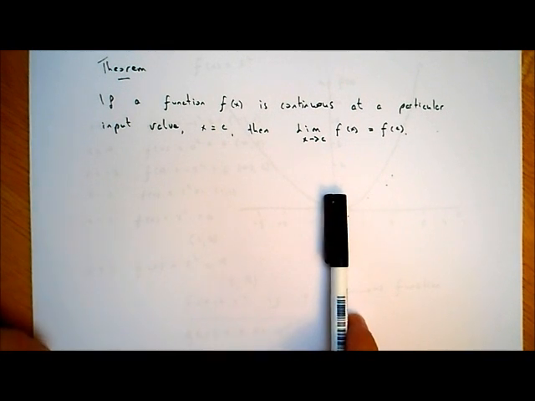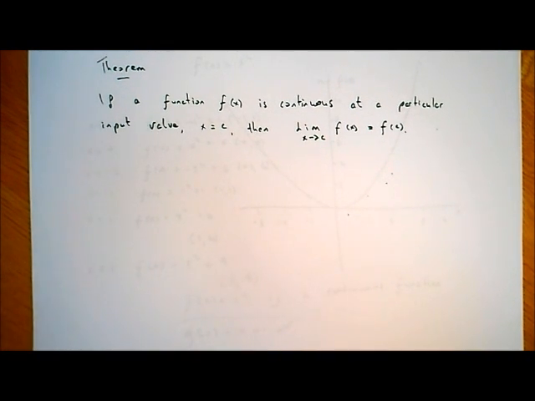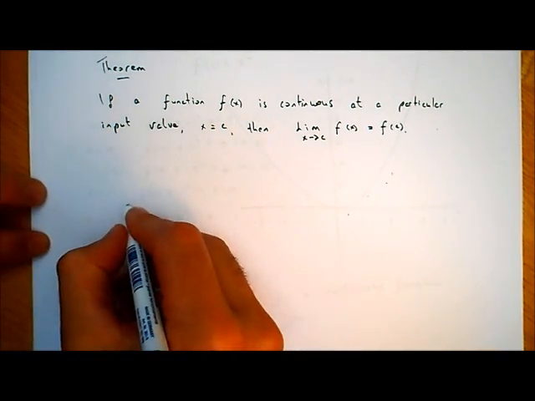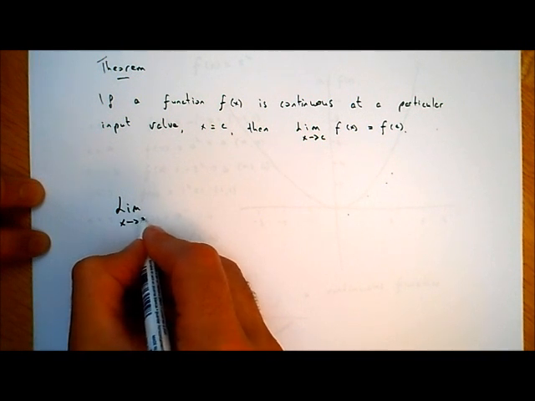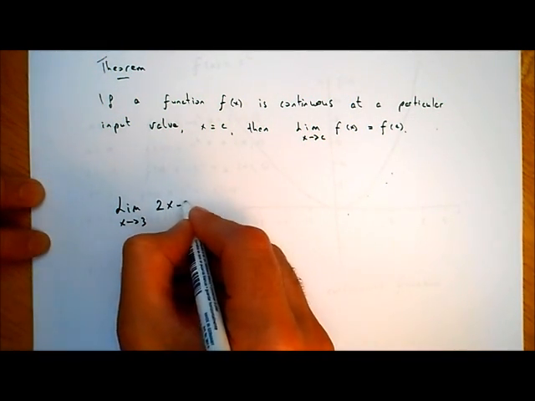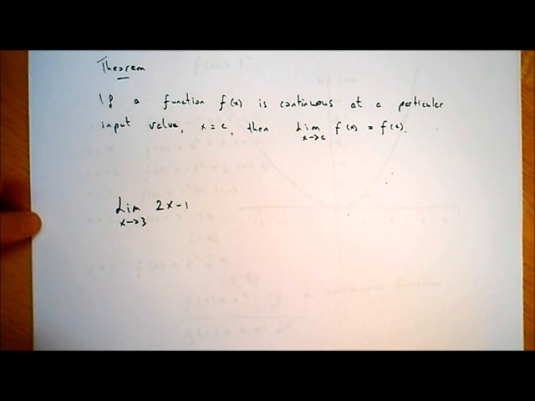Well, this theorem here gives us a much easier way to work out a limit. If I remember correctly, in the first video we were trying to work out the limit as x approaches 3 of 2x minus 1. So this is the function 2x minus 1. Let's have a look at what the theorem says and how we can use it to work out this limit.